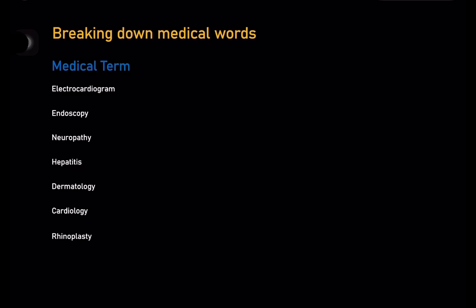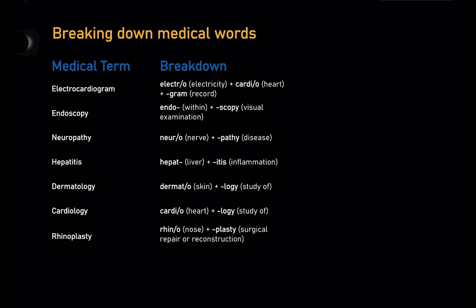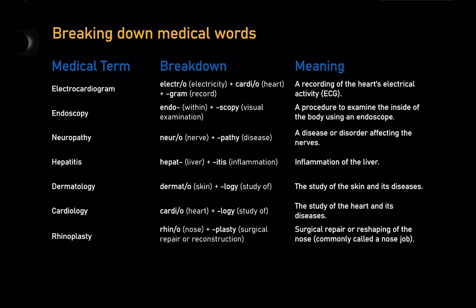So what's an electrocardiogram? If you break it down, electro refers to electricity, cardio refers to the heart, and gram refers to record. It means record. So the meaning of this term is simply a recording of the heart's electrical activity, in other words, ECG. All right, so you see how simplified it gets if you decode medical terminology.